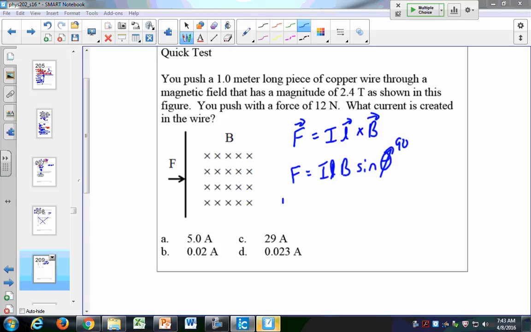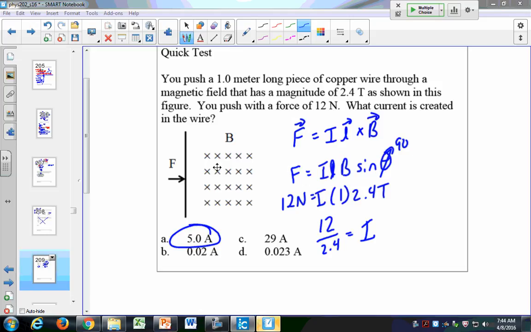So here F is 12 newtons, I is what I want to know, L is 1, B is 2.4 Tesla, and so that gives me 12 divided by 2.4 is equal to I. That's equal to 5 amps. 5 times 2.4 is 12. Okay?